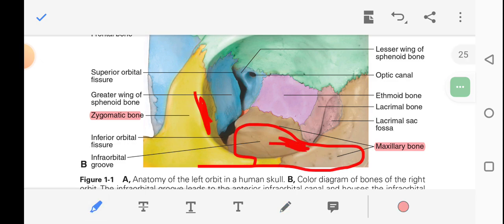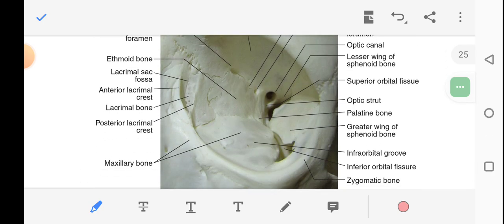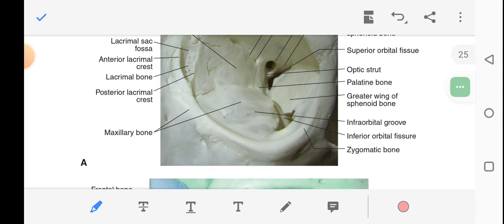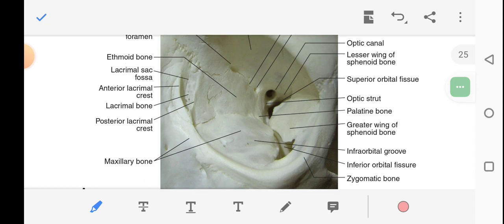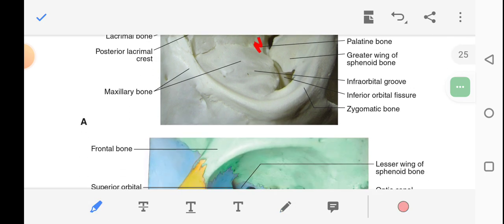So there are 3 bones which make the floor of the orbit: the orbital plate of the maxilla, the zygomatic bone, and the palatine bone. So this is the palatine bone. Remember this small thing, this is the palatine bone.